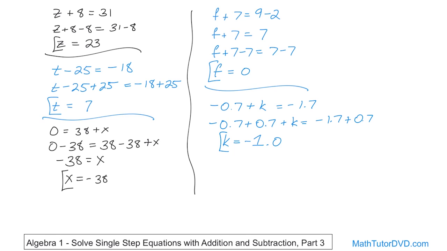And that's the answer. So again, none of these problems were earth-shattering. None of them were difficult. I'm just doing a lot of them to really give you a lot of experience. So make sure you can solve all of these.